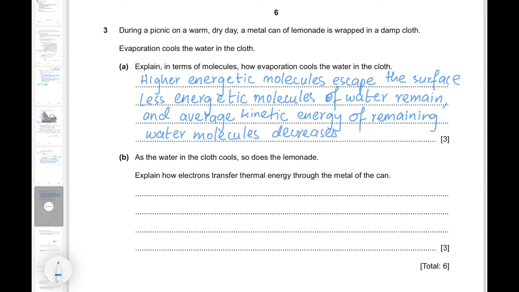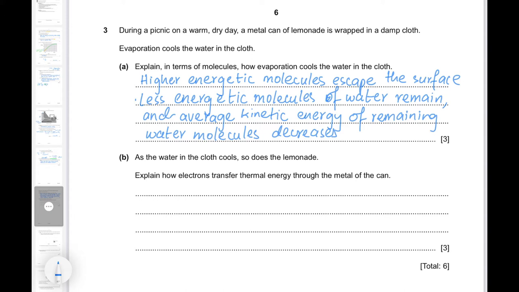So here you've got the 3 points. That higher energetic molecules escape would be the first point, and that less energetic molecules of water remain would be the second point. The average kinetic energy decreases would be the third point.